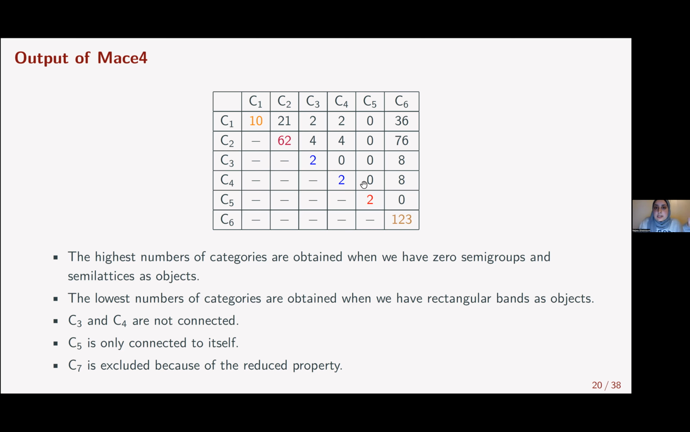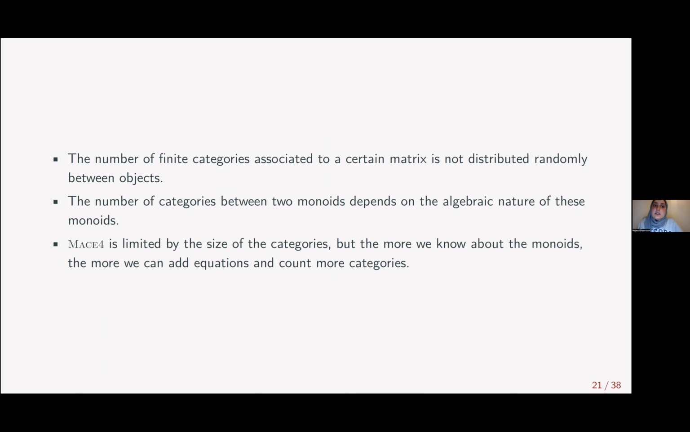But everything else, it seems that 362 is a very high number that could not be explained by hand, but actually we were able to explain most of the numbers here, and we were also able to explain why we have 123 between C6 and C6. So actually, it pretty much depends on the algebraic nature of the monoids. It's just not distributed randomly. And this is the conclusion of the first part, that the number of finite categories associated to a matrix is not distributed randomly between objects, and it actually depends on the algebraic nature of these monoids.